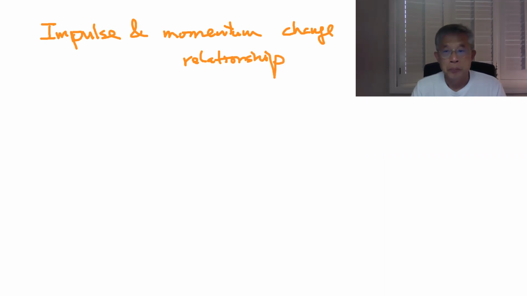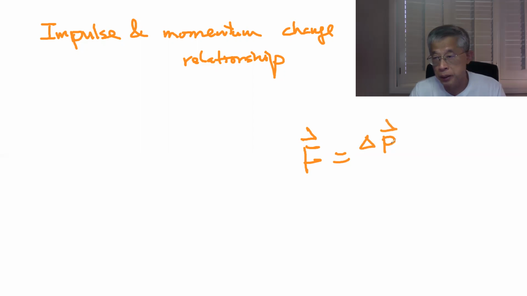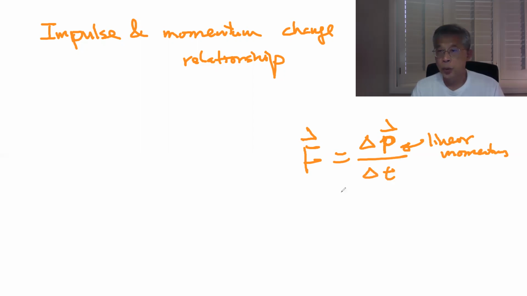Okay. So we go back to this definition of the force vector is delta p over delta t. The p is a little p here, which is momentum, which is linear momentum. So that's where we start.